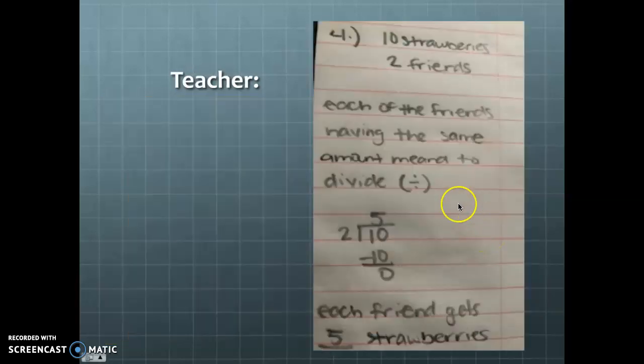I wrote that there were 10 strawberries and 2 friends. Since I wanted them to have equal parts and split them up equally, I decided that meant to divide. So this is shown here, and I came up with 5. So each friend gets 5.